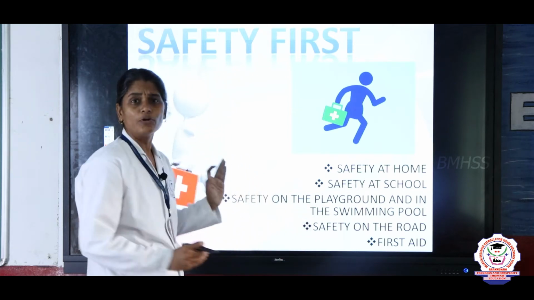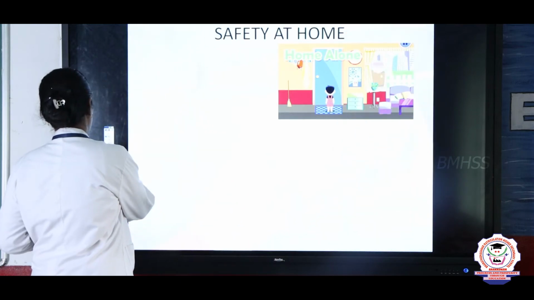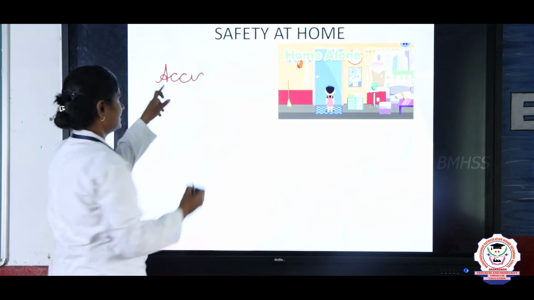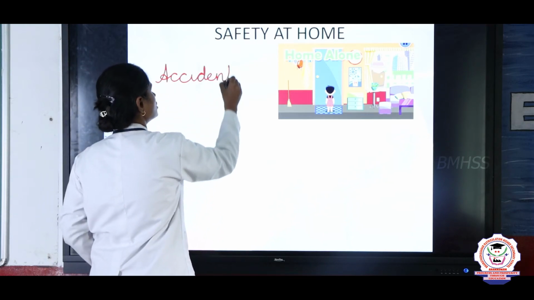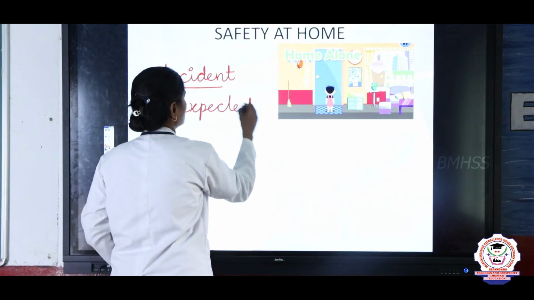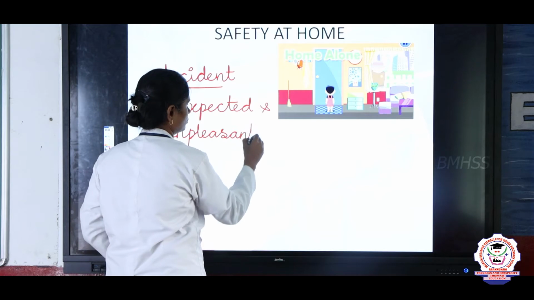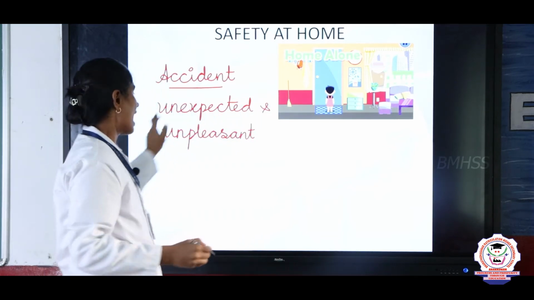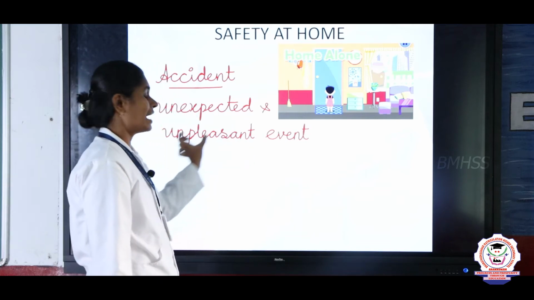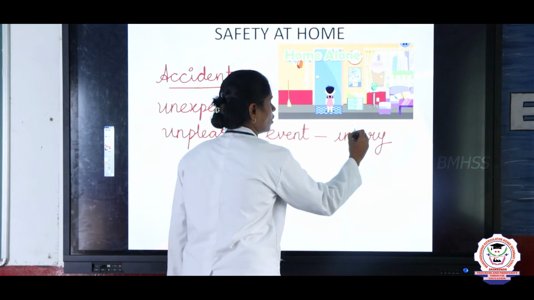What is first aid? Now I told you about accident. So what is this accident? An accident is an unexpected and unpleasant event, which is not good. It is an event, something that happens, that causes injury. Usually you will get injury during an accident.